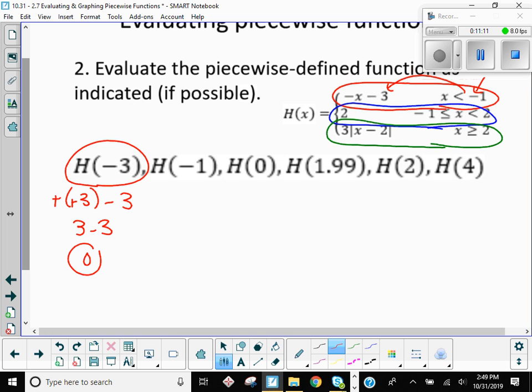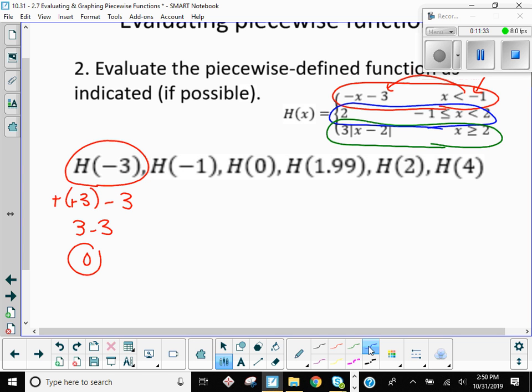Negative 1, CJ, does that belong to the red, the blue, or the green? Blue. Now, I see 2 negative 1s, right? But the reason why it does not belong to the red is because the red does not have an equal. It will never actually be equal to negative 1 in the red. So it's blue, so I'm going to go plug negative 1 in for x.